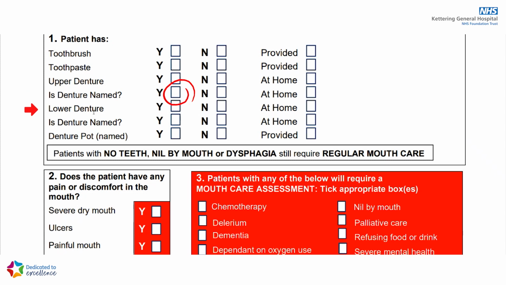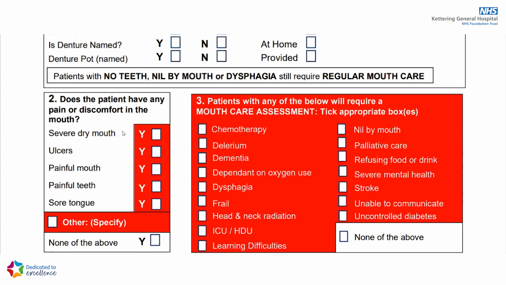She hasn't got a lower denture, so it's no. The denture's not named because she hasn't got any. And she has got a denture pot that she's brought in herself, and we're going to make sure that that's named, usually with an addressograph label. So we're going to tick yes. Please be aware that patients that have no teeth, are nil by mouth or dysphasic will still require regular mouth care. So we're now going to look at part 2 and part 3 of the assessment.